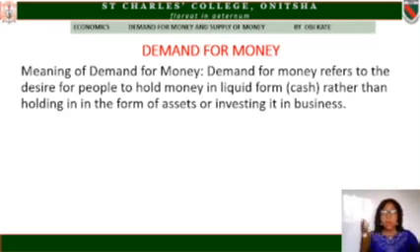What do we mean by liquid form of money? Liquid form of money does not mean that money is water or beer or any other thing. But when you say that money is in liquid form, it implies that money is in cash. You have it as cash, as the Central Bank of Nigeria prints it out.